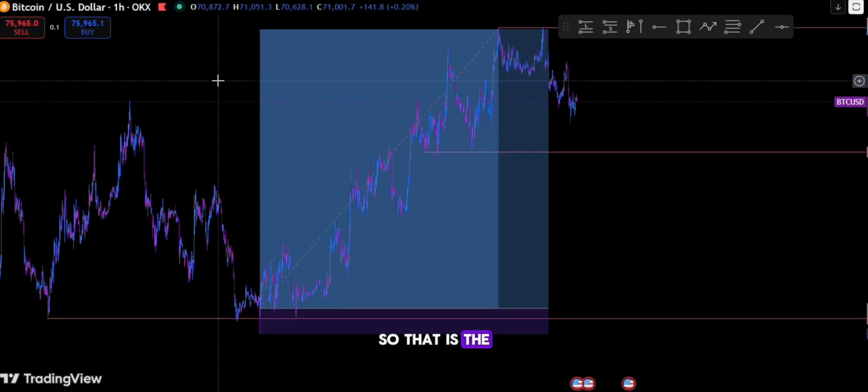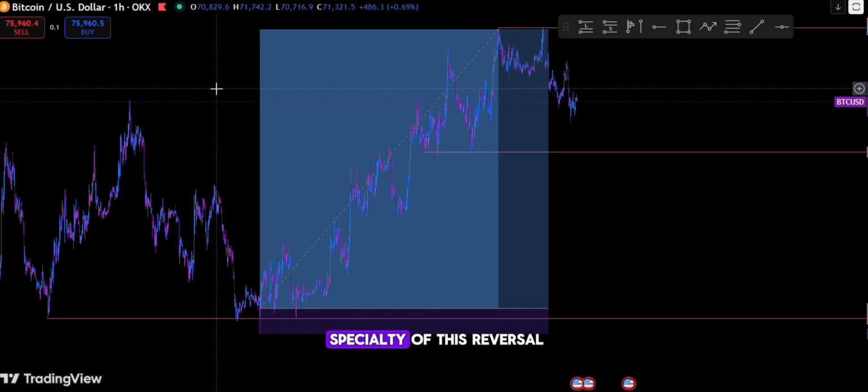So that is the speciality of the strategy, that it is a reversal entry model based on capturing the whole trend, which helps you to execute your trades in such a way that you enter at the top of the beginning of a trend or the bottom of the beginning of any trend. So this is the speciality of this reversal entry model and the strategy that helped me become profitable.